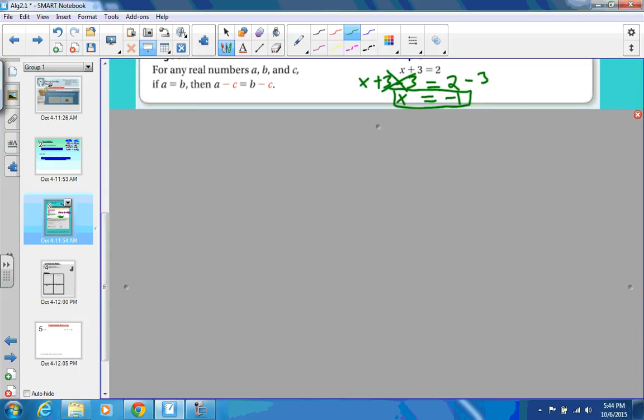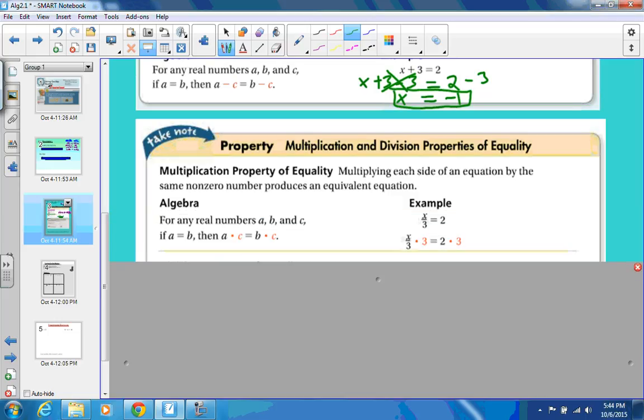Next one, the multiplication property of equality. That one says you can multiply each side of the equation by the same non-zero number, and it would produce an equivalent equation. Technically you could do 0 if you wanted, but we're going to keep away from 0. So if a equals b, then a times c equals b times c.